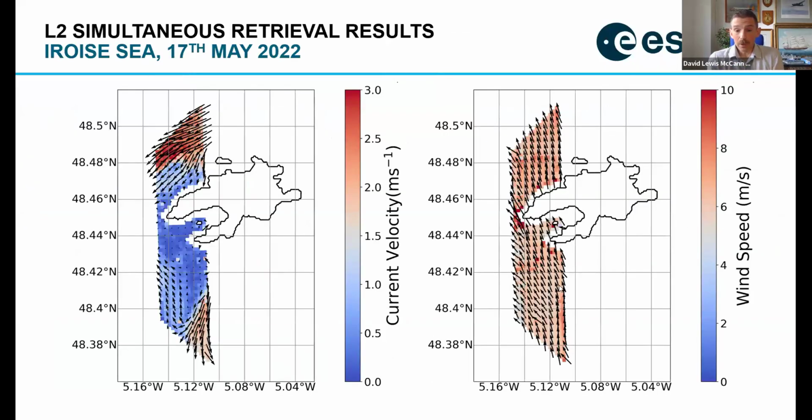So the outputs, the pretty pictures from these data, are here. This is one of our overland tracks from the 17th of May in the IRWA-Sea campaign. We have the currents from Oscar on the left and the winds on the right, equivalent to the U10 wind above the sea surface. And I think it's important to remember that these are derived simultaneously from the same data set.